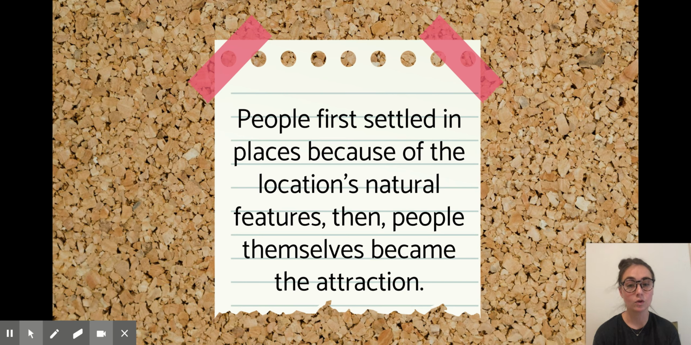So when people first settled around the world, they settled in places because of the location's natural features. Like, what can this location give me? Okay, it can give me good climate, it has water, it has food, we can provide shelter, we have access to these natural resources, so this is where we're going to settle. But over time, we don't settle that way now, because pretty much everywhere we go is going to have these things because people have already been there and settled it. So then, once the globe starts evolving humanitarian-wise and economically, people themselves actually become the attraction, and that's what causes people to settle in different places.